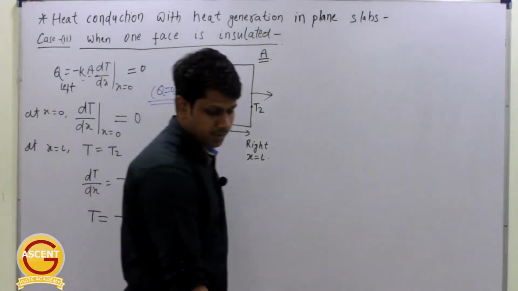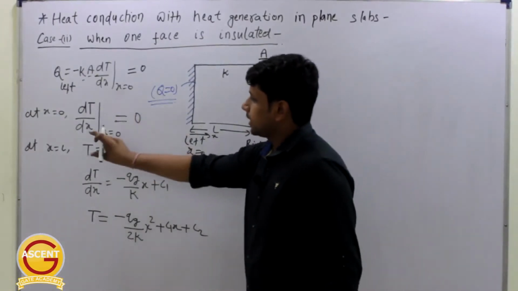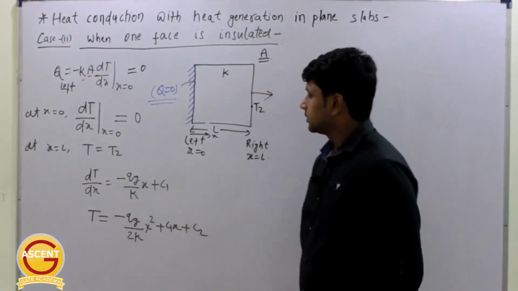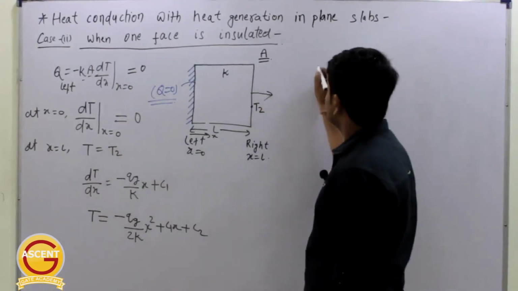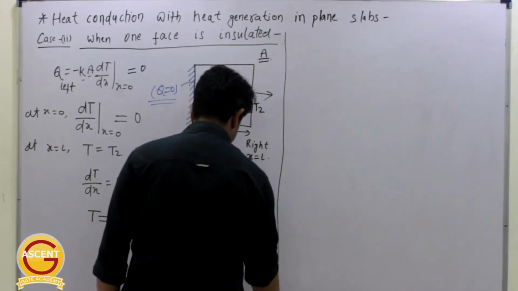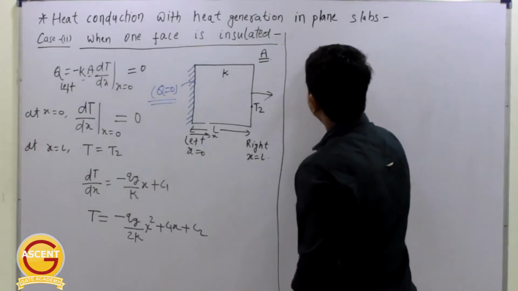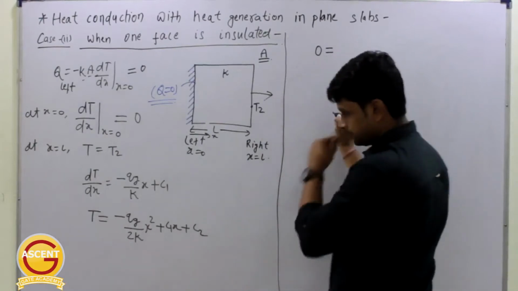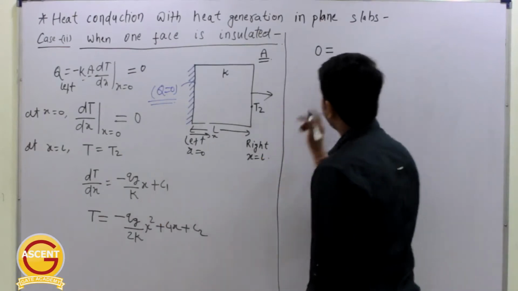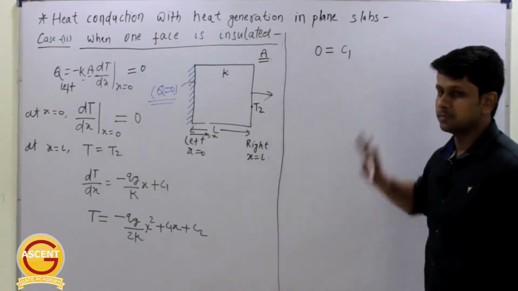Let's see. So the first boundary condition is what? dT by dx at x equal to 0 is equal to 0. So let's take this first equation first. So this dT by dx value will be equal to 0, right? So this dT by dx is 0 at x equal to 0. So this term will also become 0, and there will be c1. So from here we get c1 will be equal to 0, right?